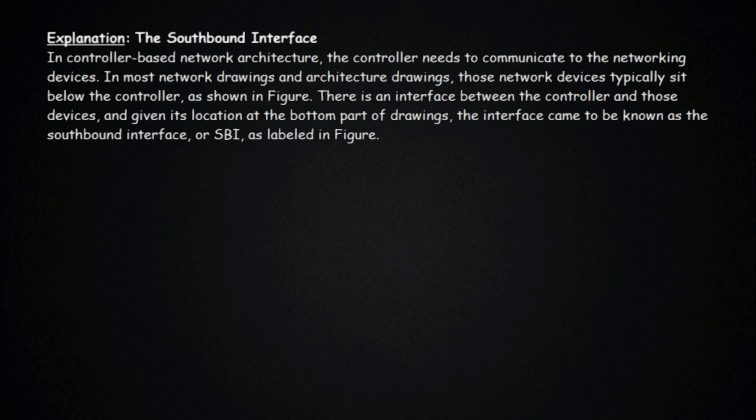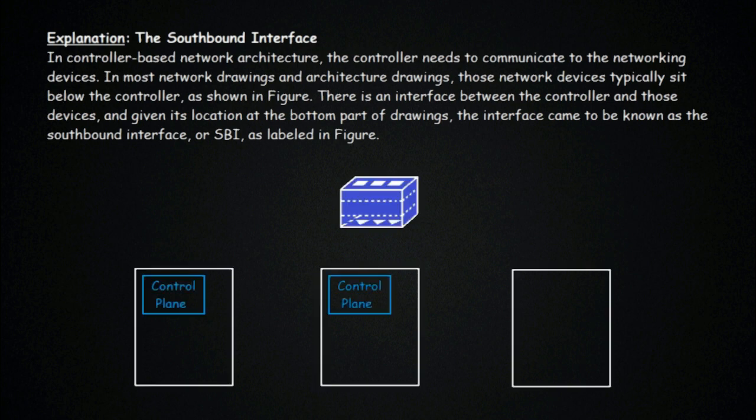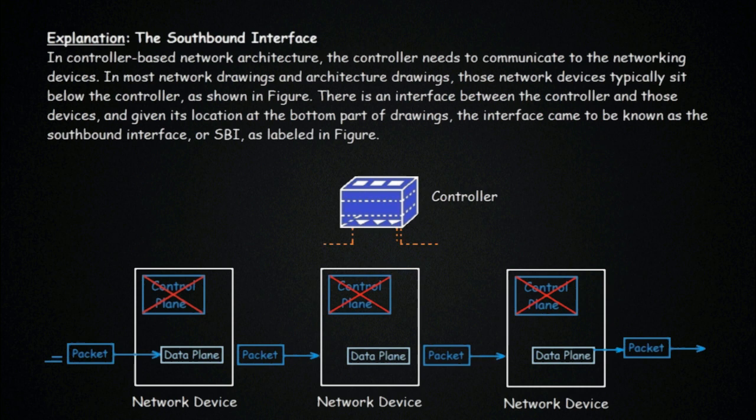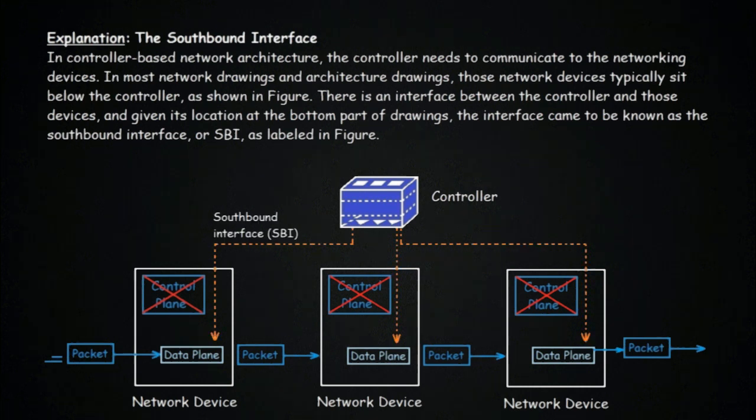In controller-based network architecture, the controller needs to communicate to the networking devices. In most network drawings and architecture drawings, those network devices typically sit below the controller, as shown in the figure. There is an interface between the controller and those devices, and given its location at the bottom part of drawings, the interface came to be known as the southbound interface, or SBI, as labeled in the figure.